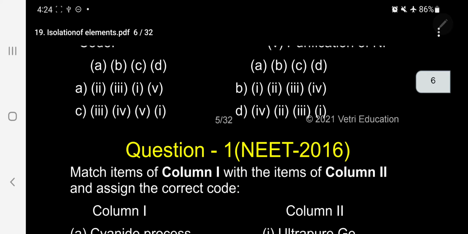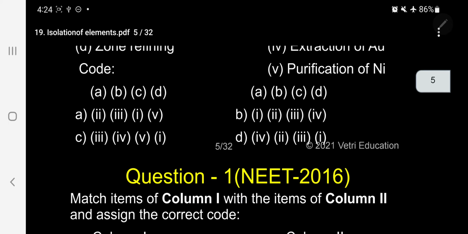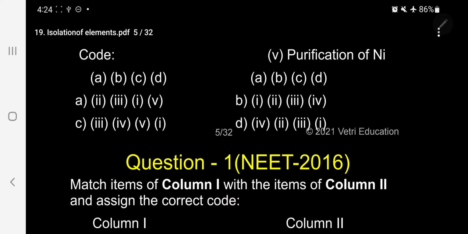The options are given below because I cannot show you in one slide. So now I am going through the code. What way are they giving? This is A, the first option: A2, B2, B3, C1, D5. Same way B: A1, B2, C3, D4. Same way C: A3, B4, C4, 5, D1. Then D: A4, B2, C3, D1.